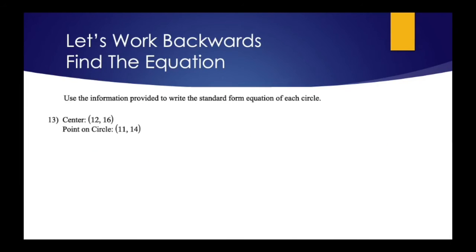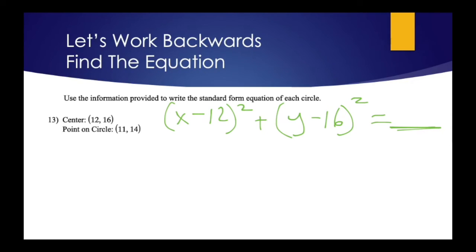This time we're going to have the center and a point on the circle. So the center can give us part of the equation. So we're going to have x, we take the opposite of the 12, which is negative 12 squared. We have the 16, and the opposite of 16 is negative 16. But we don't have our radius. We're going to find our radius because the radius of a circle is the distance from the center out. So if we find the distance between those 2 points, we will have our radius.